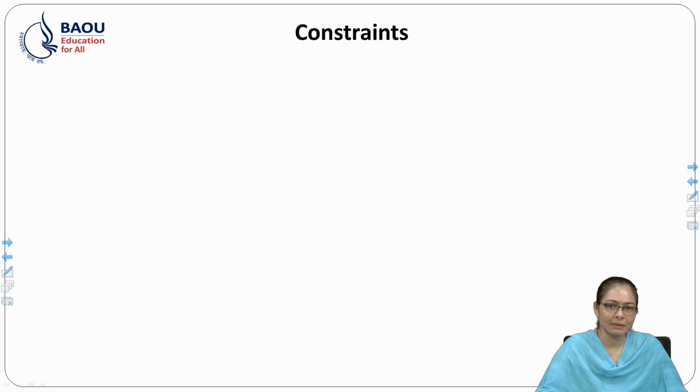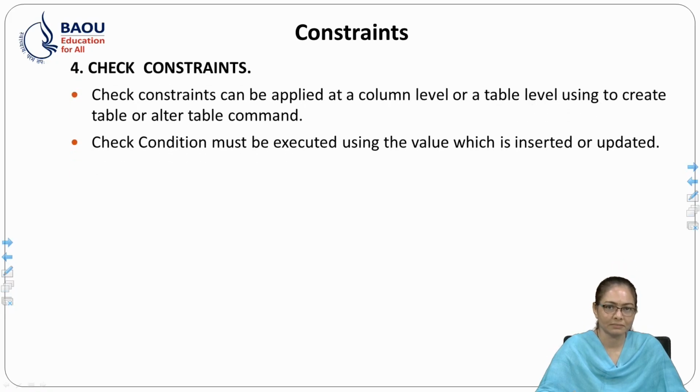The next important constraint is the check constraint. It creates the object with the check constraint. The business manager determines or decides the business rules. These rules are applied on the data. It will apply when the data is being inserted or updated into the table columns. A check constraint can be applied at the column level or at the table level using the create table or alter table command. The check constraint must be executed using the value which is inserted or updated.